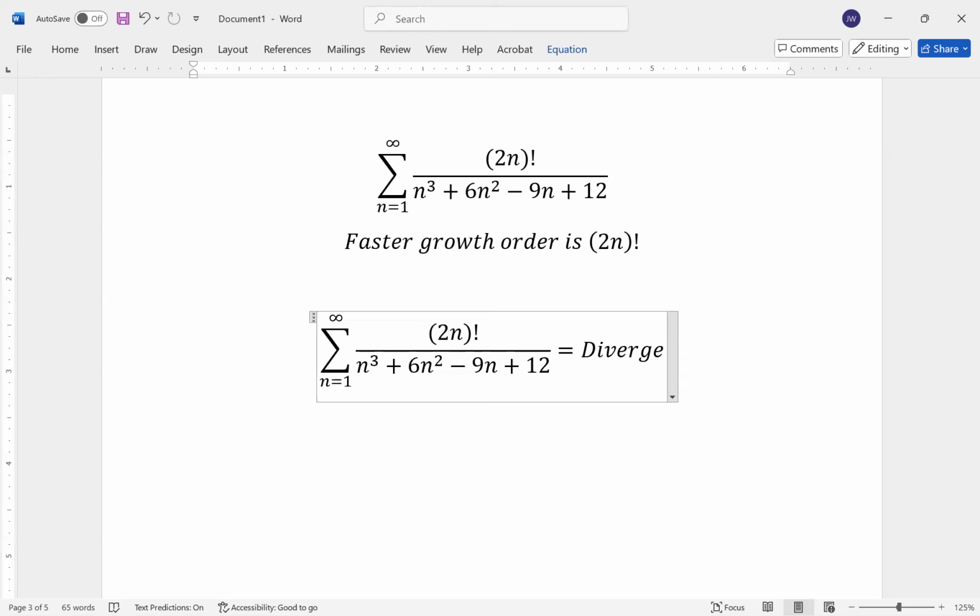It's like me running and then a jet plane flies right by me. Well, as I'm running, I'm going to look like I'm standing still compared to an airplane flying by. Well, that's the same thing. This denominator looks like it's standing still compared to this numerator when n gets really, really big. So factorial growth is faster. It's in the numerator. The infinite series diverges.